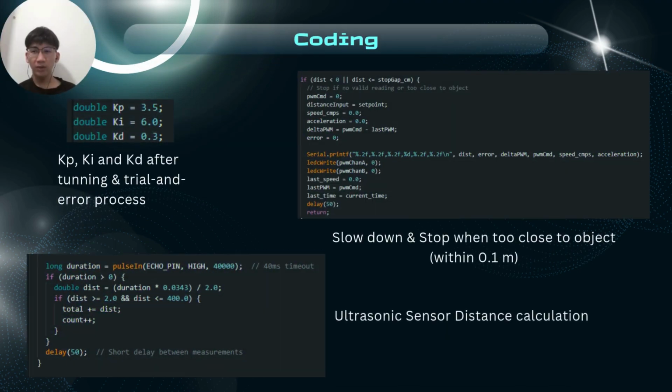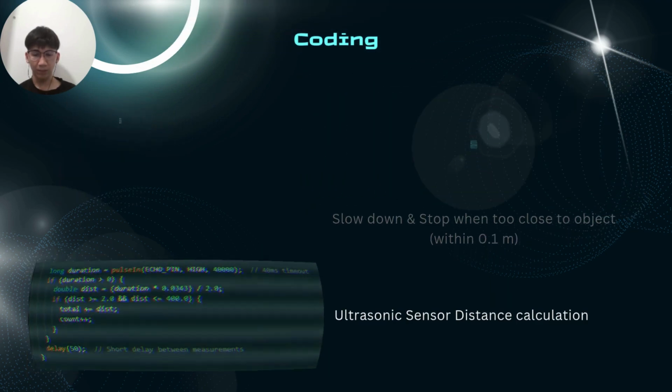Our code runs on the ESP32 and uses tuned Kp, Ki, and Kd values from trial and error for stable control. The ultrasonic sensor calculates distance using distance equals time multiplied by speed of sound divided by 2. If the car gets too close, under 0.1 meter, it slows down or stops. Otherwise, the PID adjusts speed based on the gap. This keeps the car responsive and safe in real time.